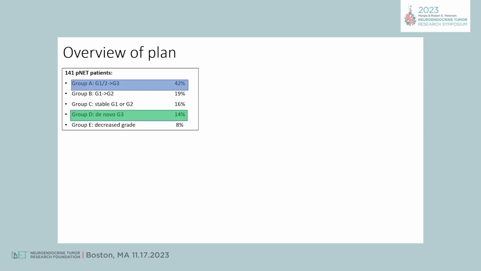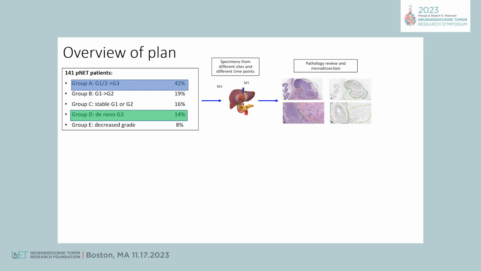So we took these 2 groups, group A and group D. We basically found specimens from different sites and different time points, and asked our pathology friends to help identify those and microdissect. We did whole exome sequencing at 250x. This turned out to be a big bottleneck because a lot of these tissues failed these quality control steps.